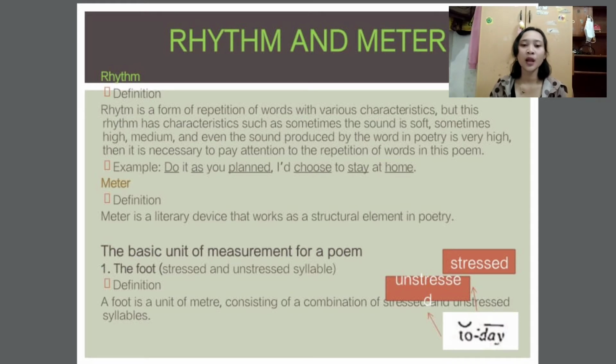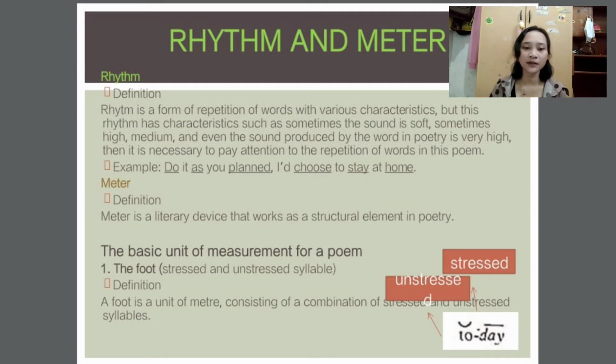Example, rhythm. Do it as you planned. It chose to stay at home. The rhythm words of the sentence are do, as, planned, chose, stay, and home.